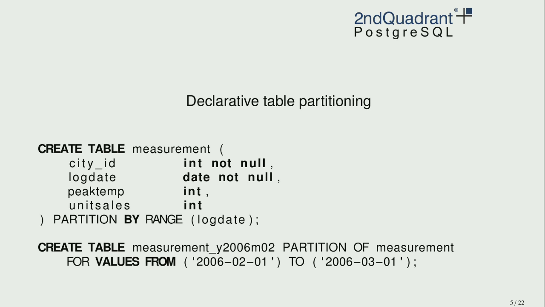So in version 10, you are able to declare, I'm trying to think of another way of saying this other than what I have written up there, but you are able to explicitly specify that a table is partitioned as opposed to creating a bunch of tables with inheritance rules in them.